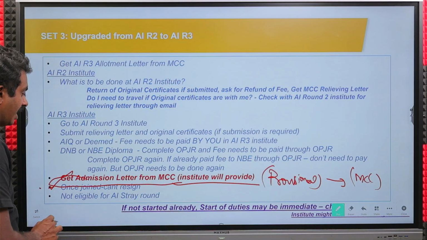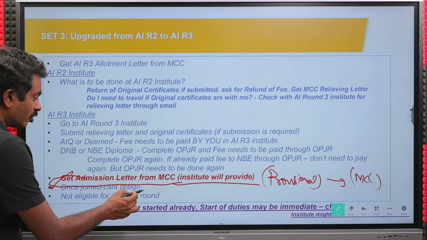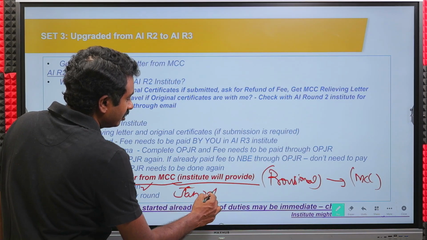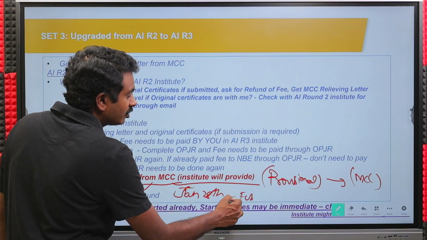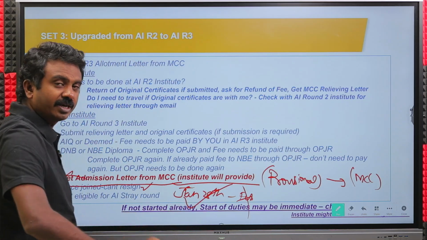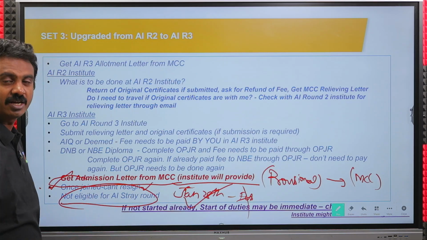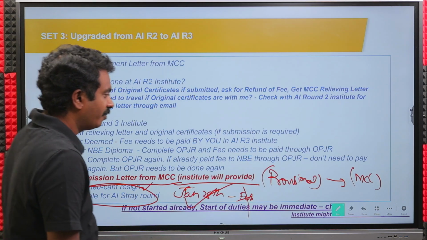Once you join, you can't resign. So by February, let us say Jan 28th itself I joined, do I have time till February 3rd to resign? No. Once I join, you cannot resign. So once you join, you will not be able to resign. You are not eligible for All India Stray Round already, whether you join or not, since you have been allotted.